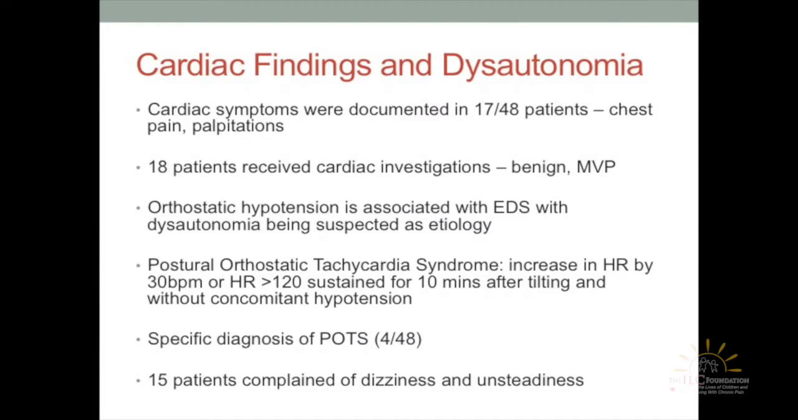There are cardiac findings associated with these patients. So 17 patients complained of chest pain and palpitations, and 18 of them eventually ended up receiving cardiac investigations. That ranged from being totally benign, we found nothing, to patients having mitral valve prolapse, something that's been identified in the literature. Along with that there's also orthostatic changes associated with EDS, and we suspect it's mainly from the dysautonomia, the dysfunction of the autonomic system.